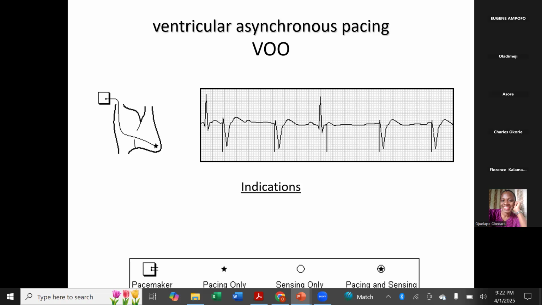Okay. And we gave indications why we use a VOO mode. We gave indications when you think the patient is going to go for a surgery and you're going to use a diathermy, because you don't want the pacemaker to be sensing muscle activity, which is not myocardial activity. Because every time you use the diathermy, there is action potential generated in the muscles, right?